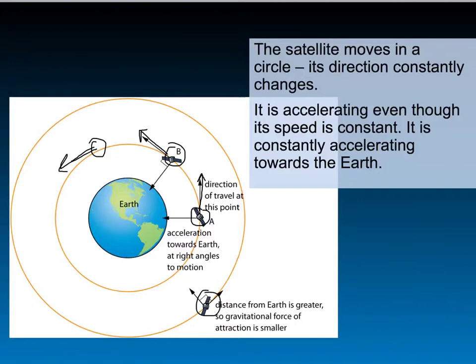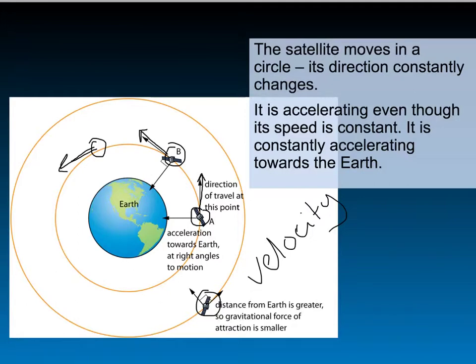Now the satellite is moving at a constant speed. Okay, so its speed is staying the same. However, its direction is changing. You should know that speed with direction is called velocity. Okay, so the speed's the same, but the velocity is always changing because the direction is always changing. So the direction relates to our velocity. Because the direction changes, the velocity changes.